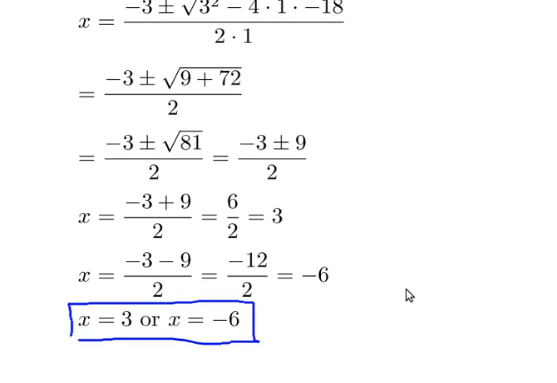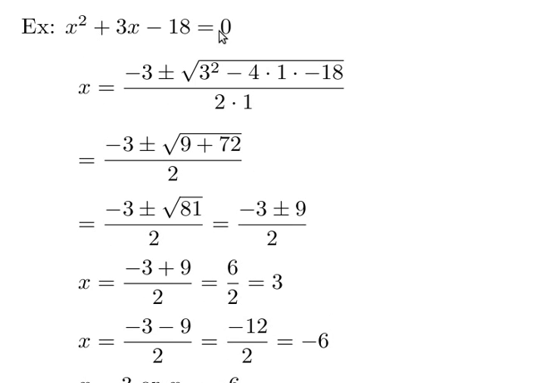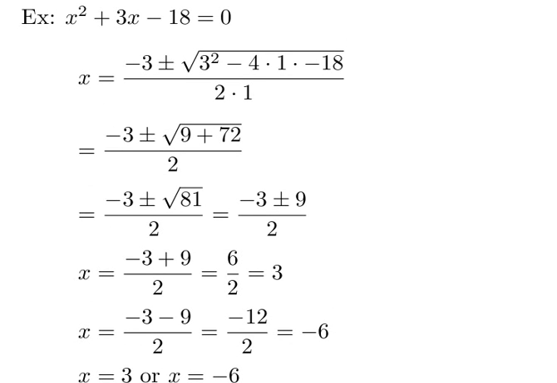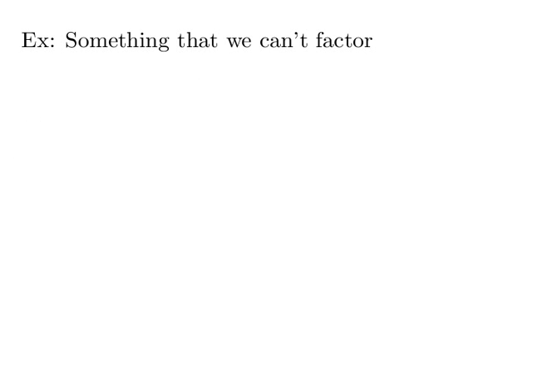But if you want to see exactly why that works out, you can factor this out, and you'll see that you'll get the same answers. You'll get x equals 3 and x equals negative 6. If you don't believe me, you can try that out, and you'll see that you get the same thing. But now let's go on to an example where you have to use the quadratic equation, unless you want to use completing the square, which we skipped. So something that we can't factor. So here's an example of something that we can't factor.